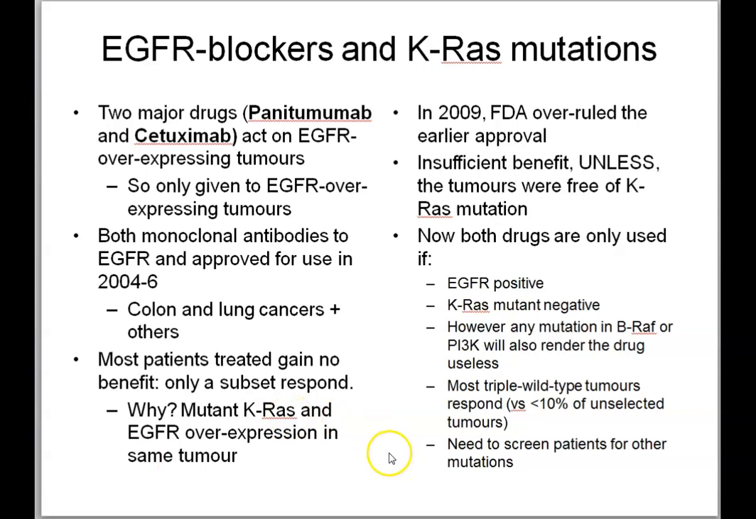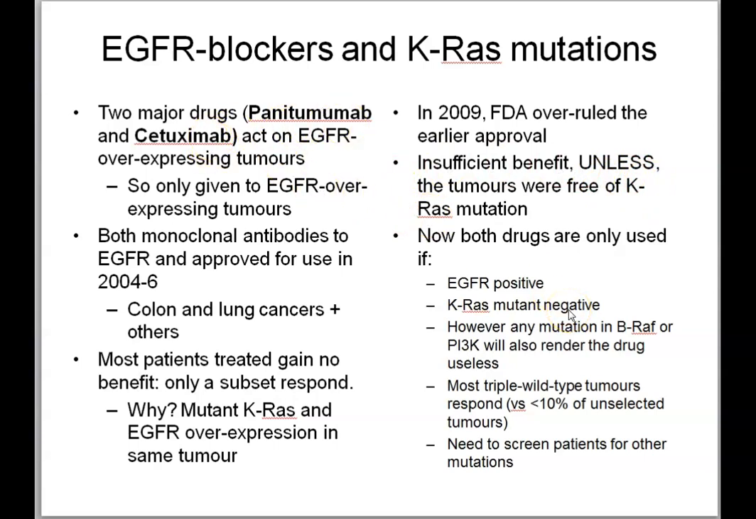So although these cancers appear to be addicted to EGFR, they also had K-Ras mutation. You block EGFR, K-Ras still signals, so it's pointless blocking this receptor. So in 2009 the FDA overruled its previous approval and now said that unless you could show that tumours were free from K-Ras, you couldn't give this drug because it had no patient benefit.